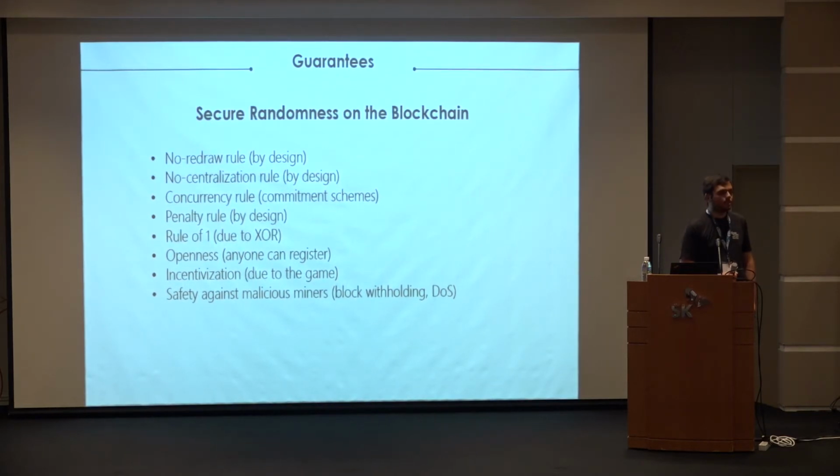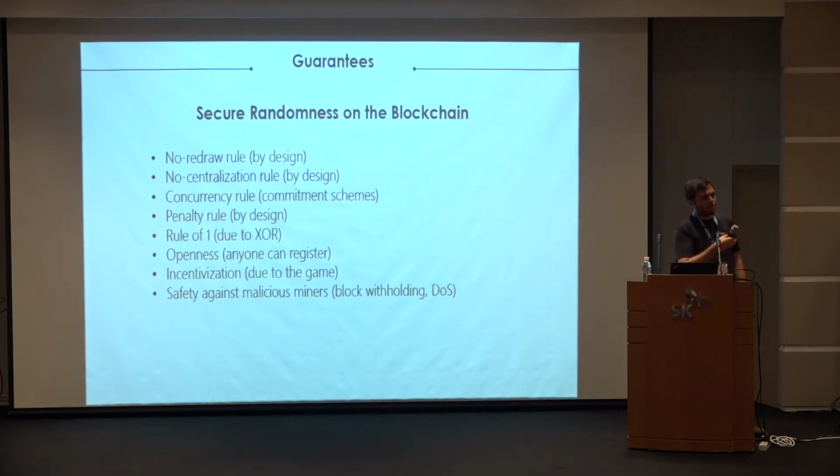So this is the penalty rule that we had. So let's say that we're using this random number for generating a winner for a lottery of, let's say, $2 million. So every participant has to put a deposit of $2 million, and if they don't reveal, they will lose that deposit. So they have no incentive of actually cheating and not revealing their final choice.